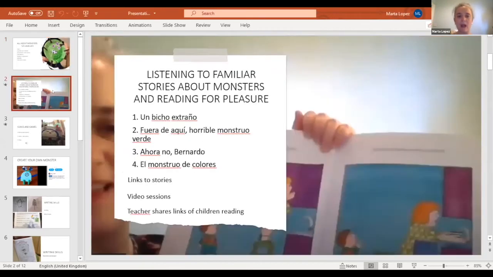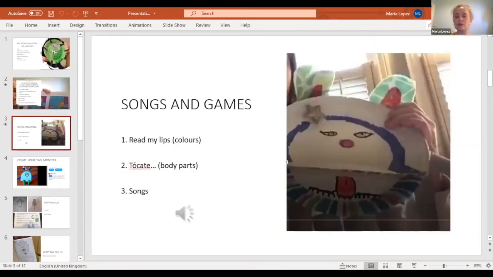Okay. So yes, the focus on these lessons is listening to familiar stories. There are 4 familiar stories that we were looking at, and it's also reading for pleasure. One of the ways children access these stories is links that we give them. Also, we read the stories to them in the video sessions. And finally, we share the links of stories in Spanish for children in those year groups that can read some of them. We also include songs and games.